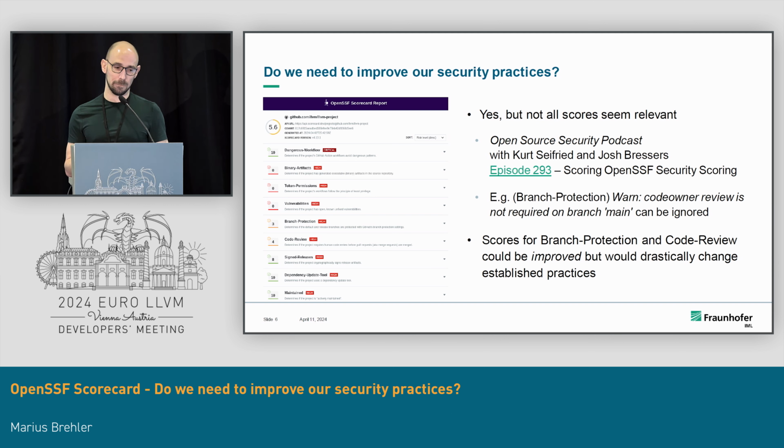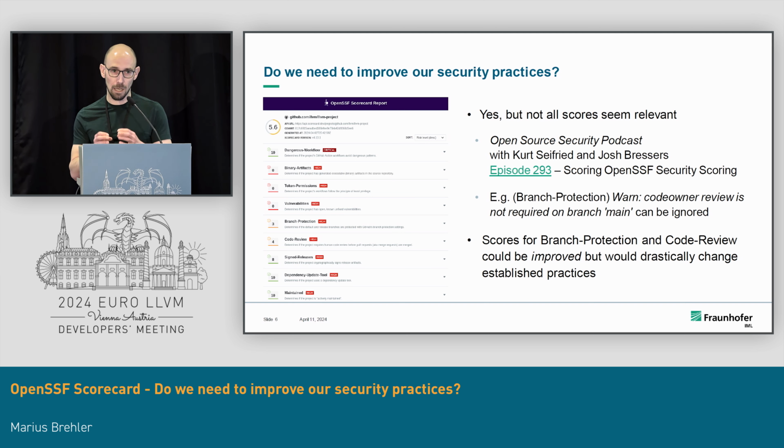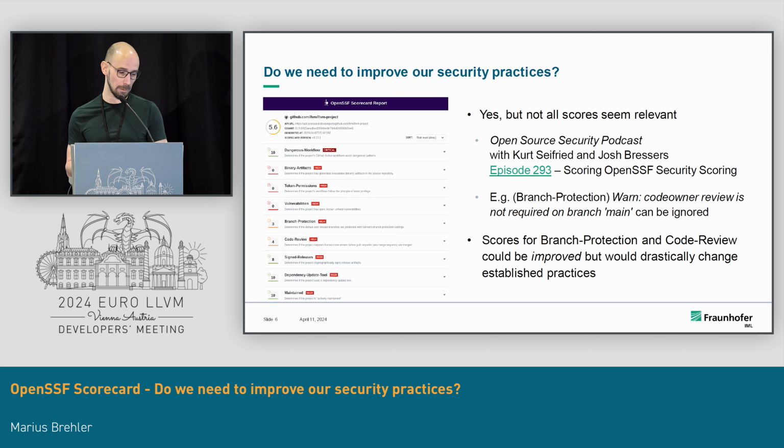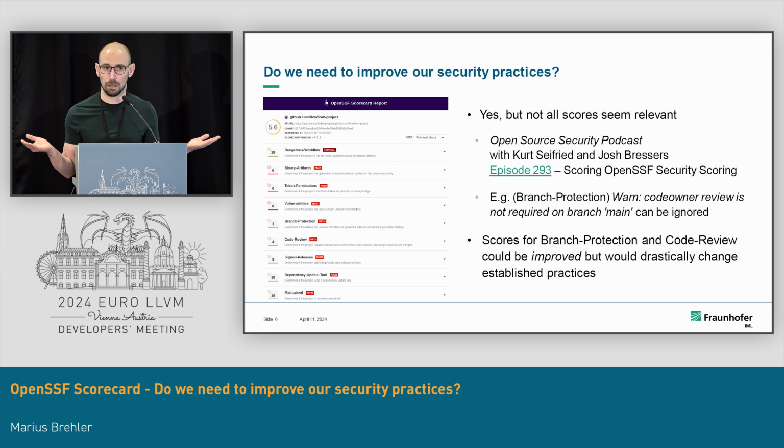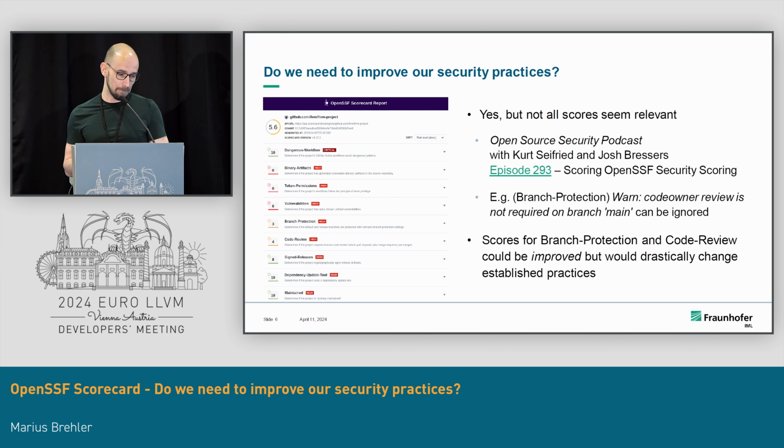They say, for example, that pinned dependencies might not be relevant for all projects, and probably not for us. Or, for example, the branch protection warning says you're not using code owner reviews, meaning the GitHub code owners review mechanism that automatically assigns reviewers to your pull requests. We can probably ignore this. But of course, we can think about branch protection and code review. But improving this would drastically change our, let's say, established processes.